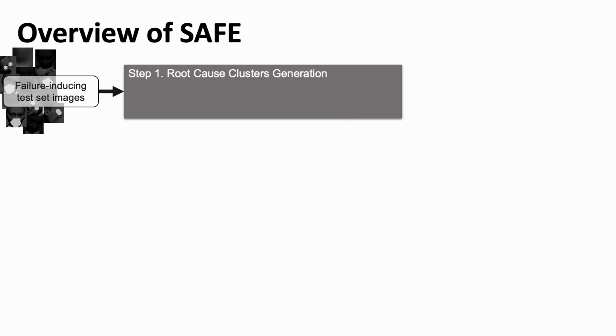In step 1, SAFE generates the root cause clusters. This step consists of 4 activities. In the first activity, SAFE downsamples the size of the images to match VGG16's input size requirement.